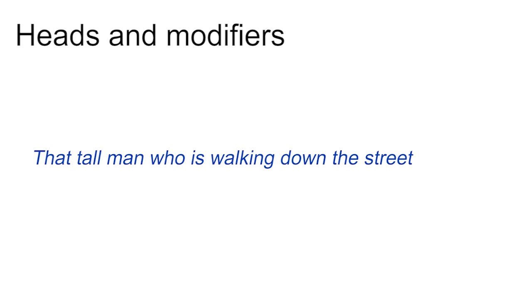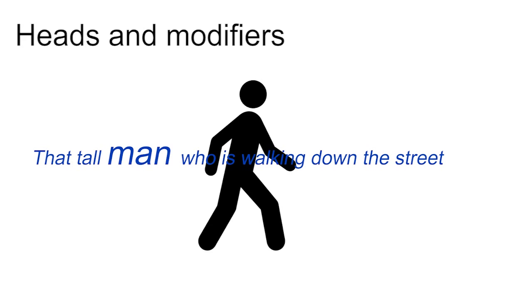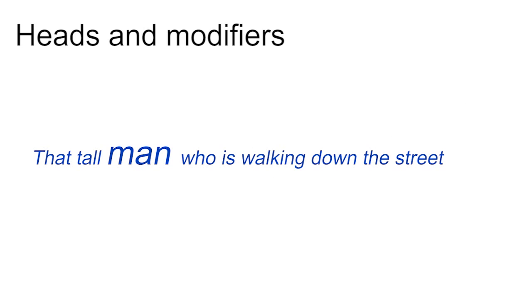Heads and modifiers. In every phrase, no matter how long or short it is, there is a single word which is the most important word for the meaning of the whole phrase. If we go back to the phrase, that tall man who is walking down the street, the most important word in this phrase is man. This is because that tall man who is walking down the street refers to a kind of man. It does not refer to a kind of tall or a kind of walking or a kind of street. All these words are optional. The really essential word, if we want to understand what this phrase refers to, is man.